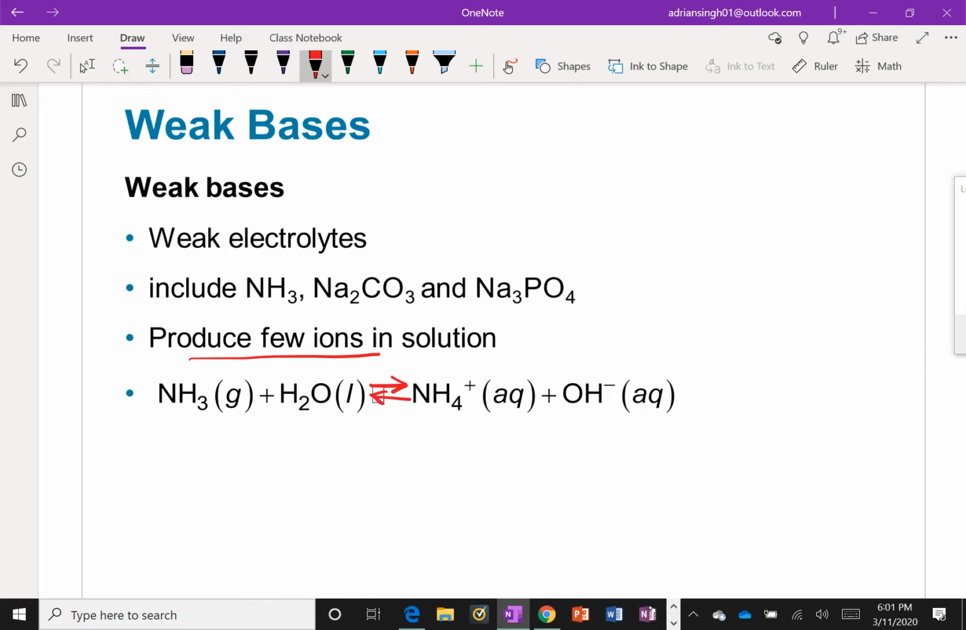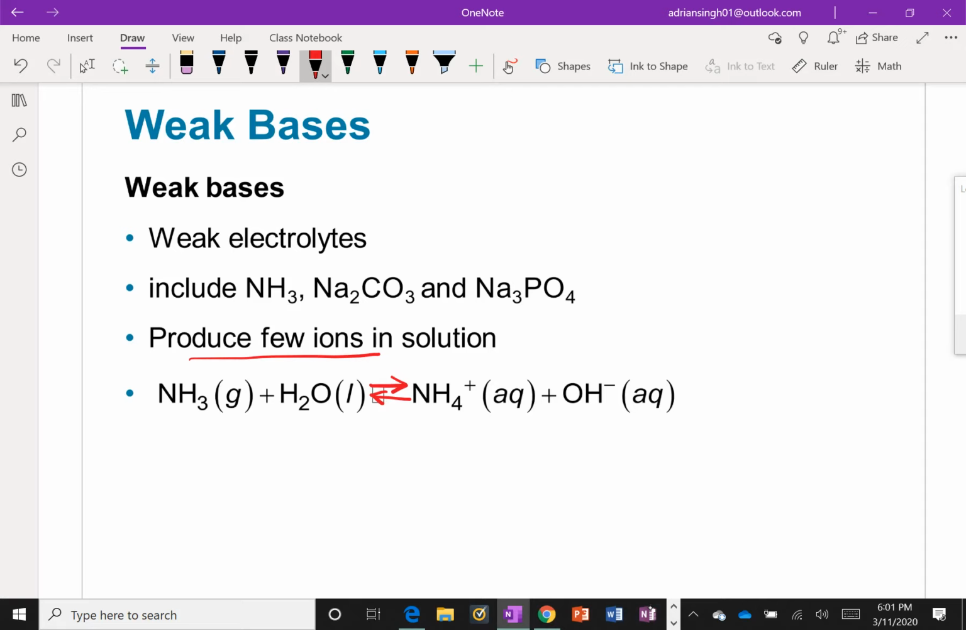And again, our arrows here are going to indicate to us that it's weak. So for instance, ammonia, NH3, very common weak base. You have that in stuff like your oven cleaner or your window cleaner at home. Those are all ammonia-based cleaning products. Those are weak bases. In solution, yes, they will dissociate, but a very, very small percent of the time.